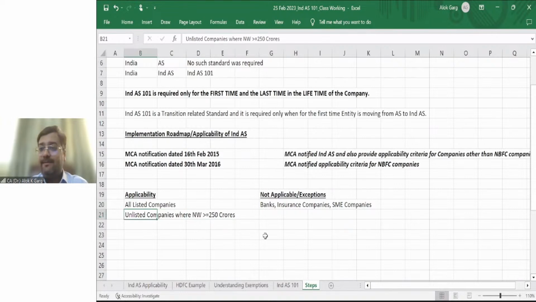What is the exception in this case? There is no exception. Banks, insurance companies, and SME companies, it doesn't matter. They are listed or unlisted, Ind AS is not applicable, right? So we can write like banks, insurance, and SME companies. If there is a bank, an insurance company, or an SME company, even though net worth is greater than 250 crore, Ind AS is not applicable, right? Okay.